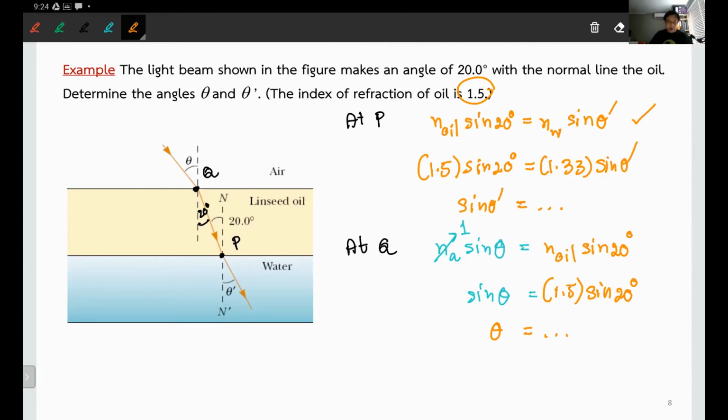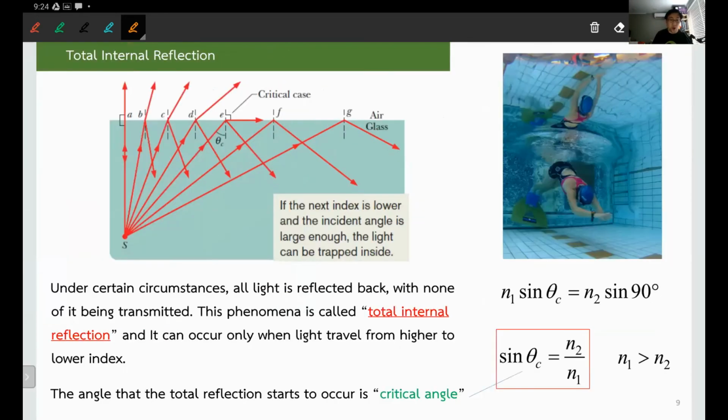Cool. All right, very good. So once you have this, now we're going to take a look at one application of this. And actually you use it every day now. This application is total internal reflection. And this is kind of cool. When I say cool, look at this one.